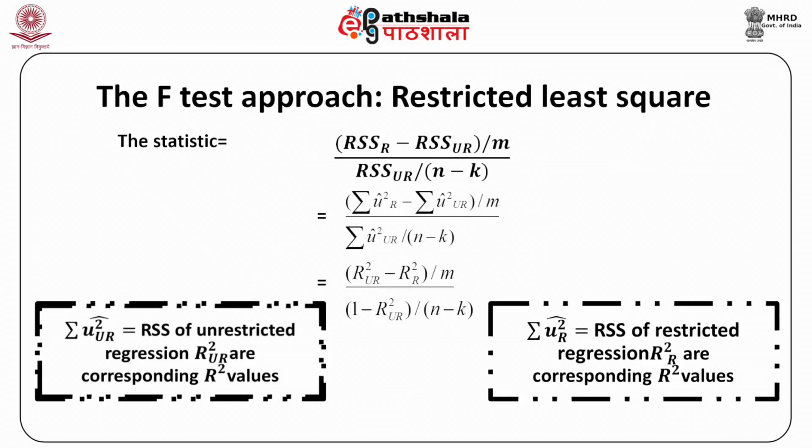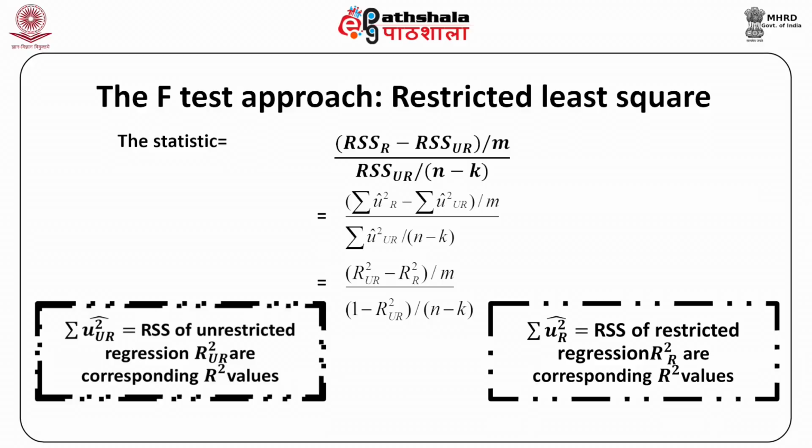The statistic, which is equal to (RSS_R minus RSS_UR) divided by m, the whole over RSS_UR divided by (n minus k), which is equal to (sigma hat squared R minus sigma hat squared UR) divided by m, the whole divided by sigma hat squared UR divided by (n minus k), which is equal to (R squared UR minus R squared R) divided by m, all over (1 minus R squared UR) divided by (n minus k), follows an F distribution with m and n minus k degrees of freedom.